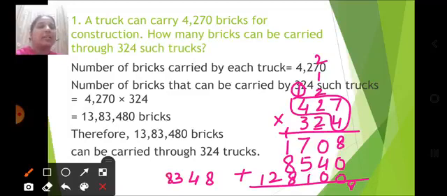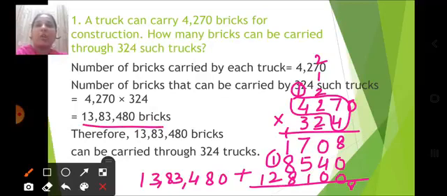8 we will write here, and 1 will be carried over, which will be added to 1, and 0 we will add because here we were having 4270. So 1 0 we will add. So we'll get the answer as 13,83,480 bricks, that you can see here. And because this is a word problem, we will write the final answer in the form of a statement. Therefore, 13,83,480 bricks can be carried through 324 trucks.